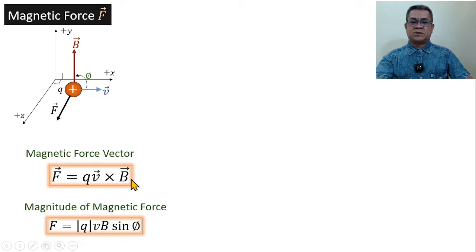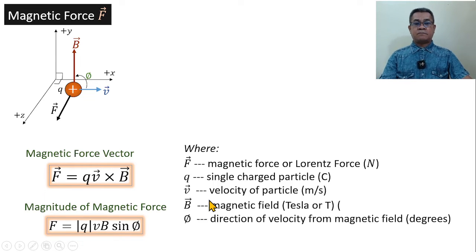The V cross B is the product of the magnitude of the velocity and the magnitude of the magnetic field multiplied by the sine function of the angle from the velocity towards the magnetic field. Okay? So, why is it sine? Sine because this is a cross product. You have to recall your vector analysis. So, the magnitude is absolute value of Q, velocity, magnetic field times the sine function of the angle.